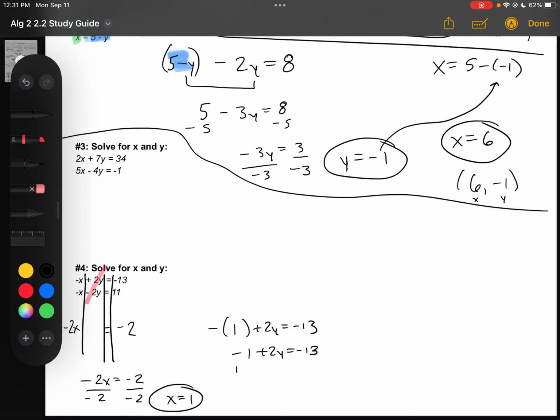And from there, we are solving our equation. So adding 1 to both sides, dividing by 2, y equals negative 6. So our full answer, x comma y answer, is 1 comma negative 6.